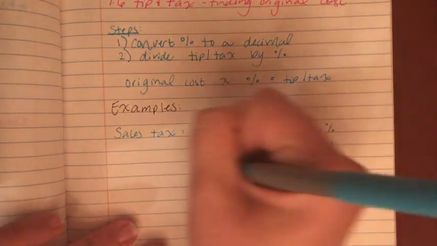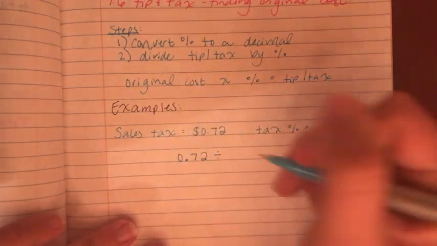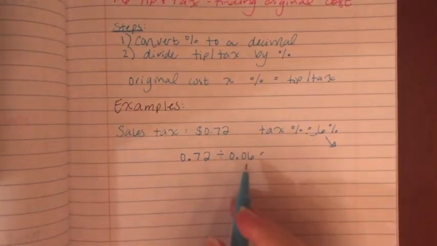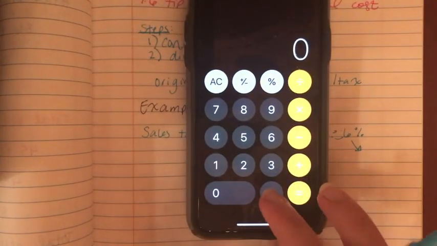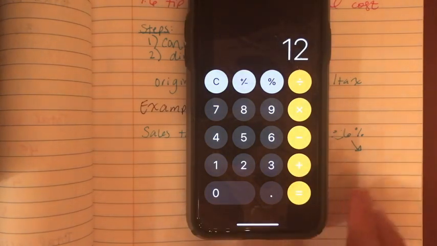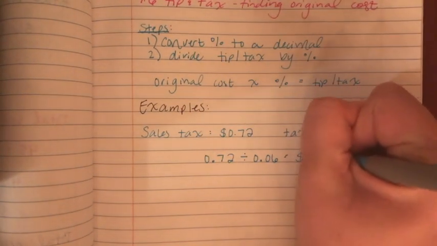So here I have 0.72 divided by 0.06 equals, and for these, if you would like to use a calculator, you can use a calculator. So I would have 0.72 divided by 0.06, and I get 12 as my answer. So my original cost before sales tax is $12.